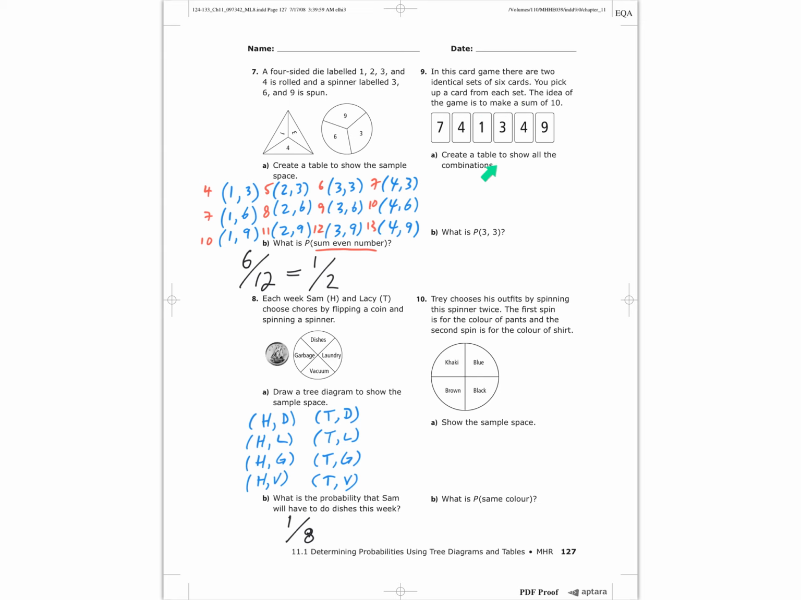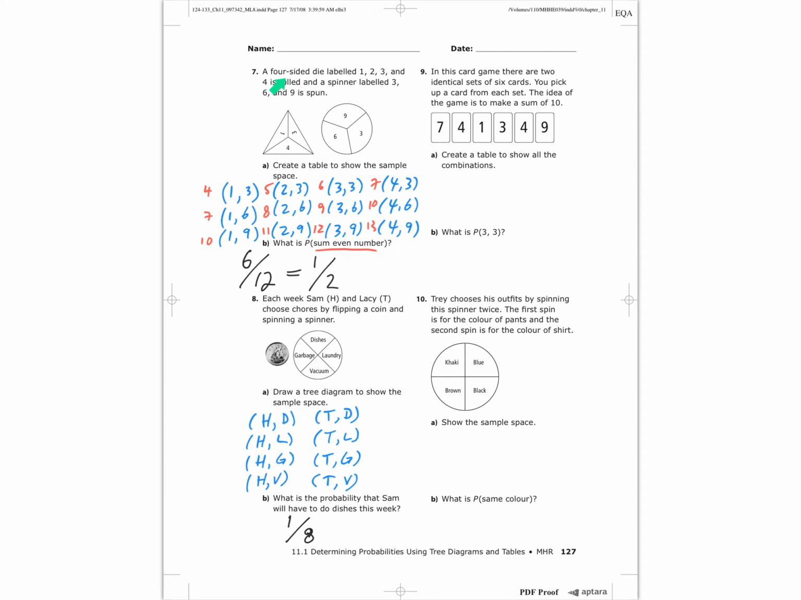All right, create a table to show all the combinations. Okay, we're not going to do that. And the reason we're not going to do that is, first of all, we need way more room than this. Basically, it's almost like you're rolling 2 dice, okay? Because there's 2 stacks of these cards, so it's just like having 2 dice, each with a different thing on each of the sides. So what you've got to do is realize that there's a bit of a shortcut here that we can take when we're finding probability of events like this.